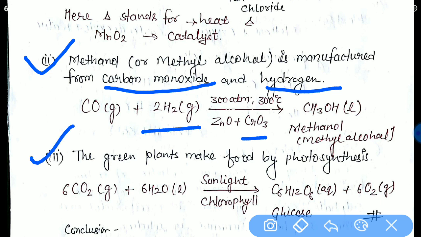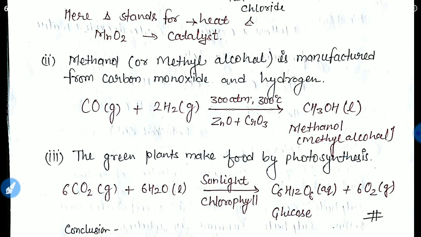Next one is that green plants make food by the process of photosynthesis. The chemical equation is given as 6CO2 plus 6H2O. Here CO2 is in the form of gas and water is in the form of liquid. In the presence of sunlight and chlorophyll, the plant produces glucose or starch, which is in aqueous solution form, and this also gives oxygen gas. Okay, in this way you have to understand the representation of physical conditions.